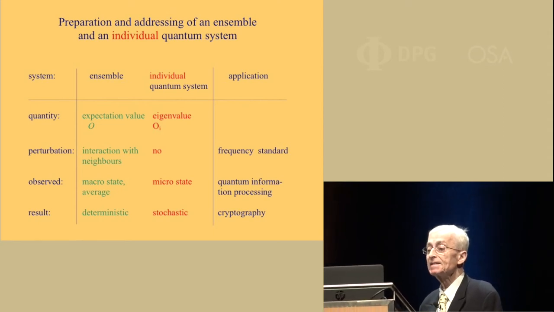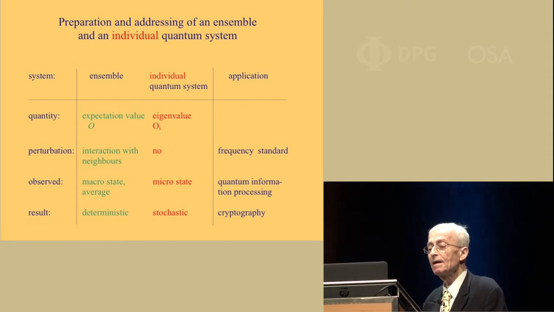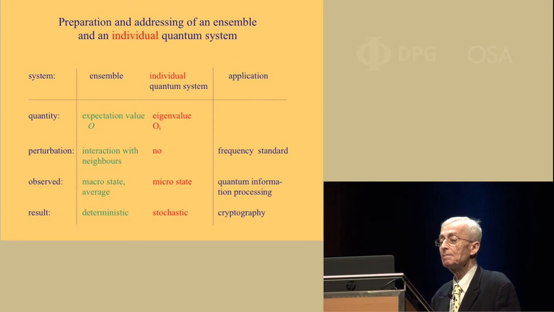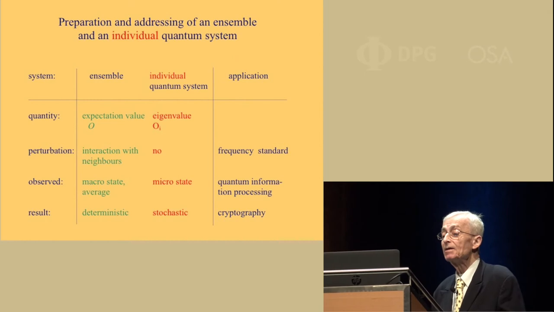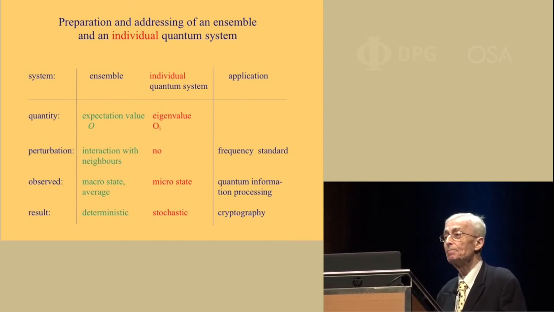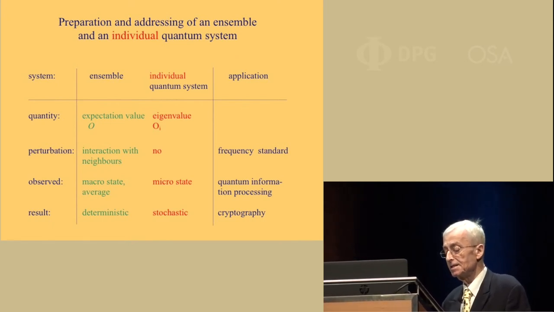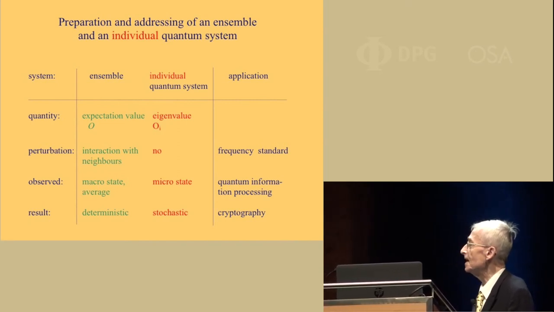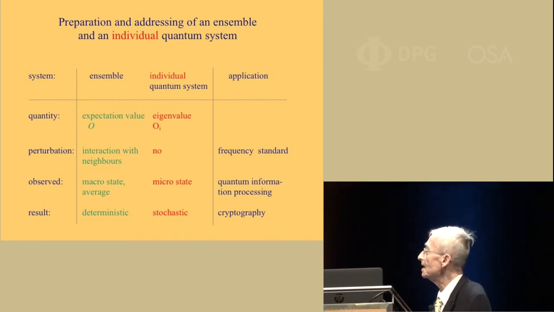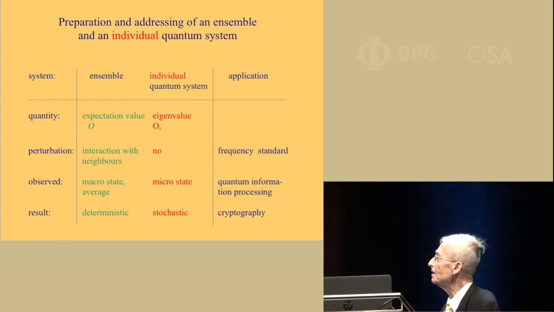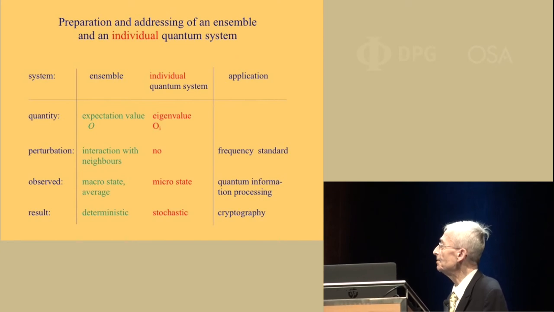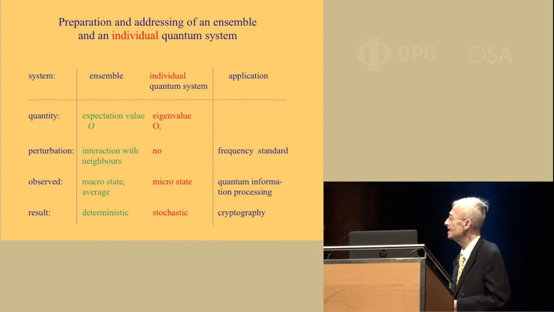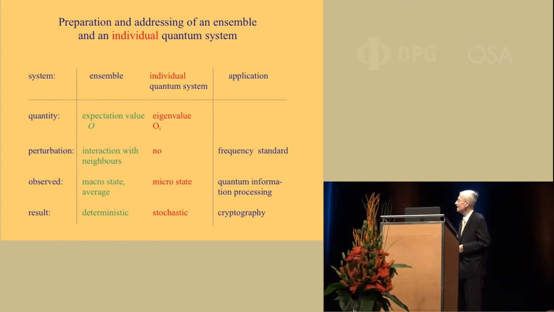The perturbation of an ensemble shows up as quite a strong perturbation by the other members of the ensemble, however, with an individual quantum system, you can avoid any perturbation as long as the distance from the electrodes is large enough. And what is observed in an ensemble is a macrostate, an average, whereas an individual quantum system makes a microstate of the system addressable, and the result is stochastic, since quantum mechanics is a stochastic theory, whereas for an ensemble the result is deterministic.